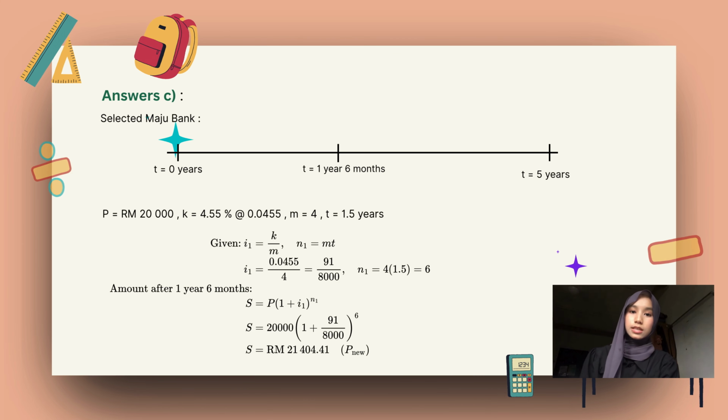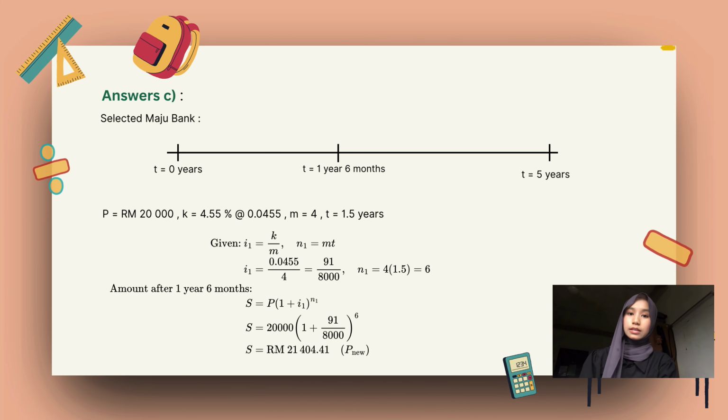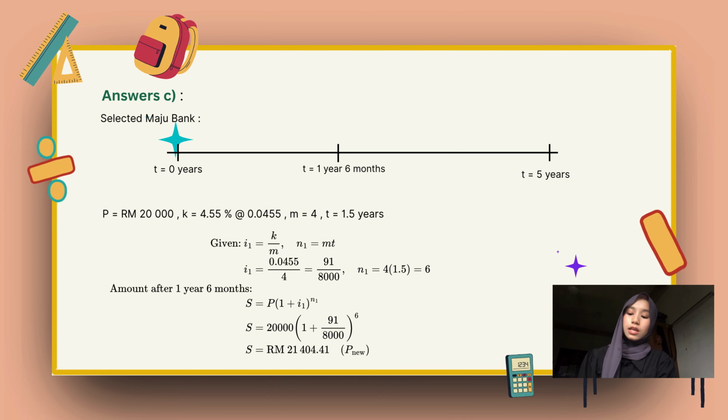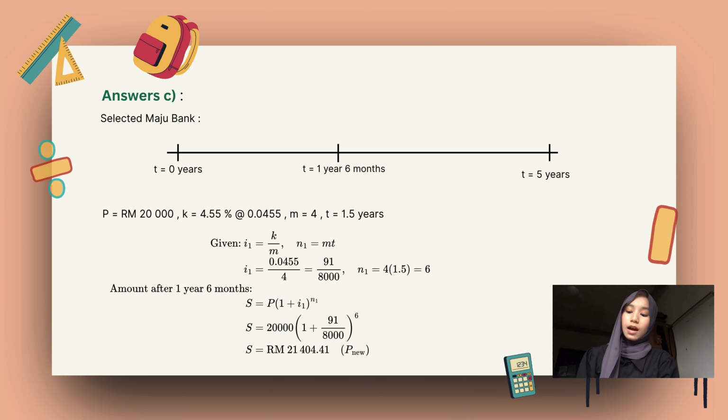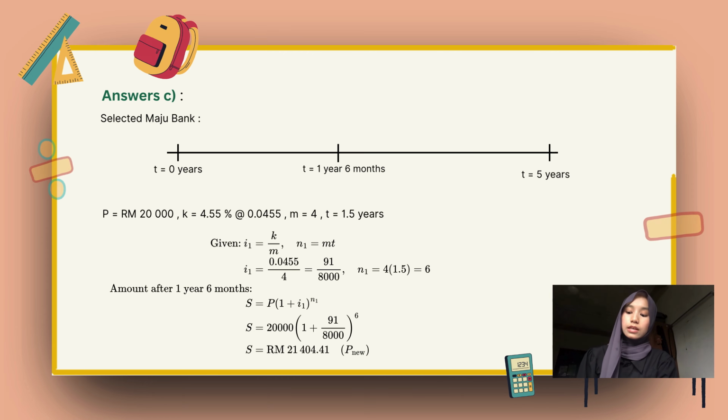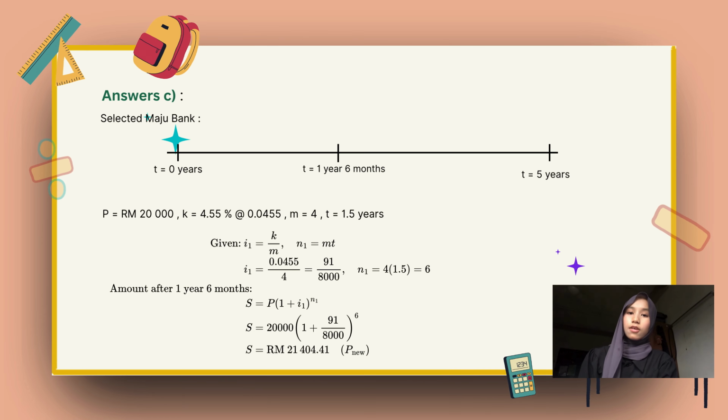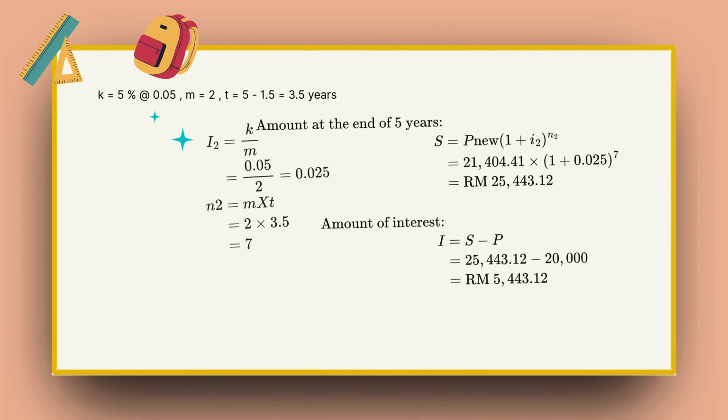Back to the question, we want to calculate the total interest paid. So we calculate the amount of interest. The formula is I equals S minus P. Our S is 25,443.12 minus 20,000. The final answer is 5,443.12.